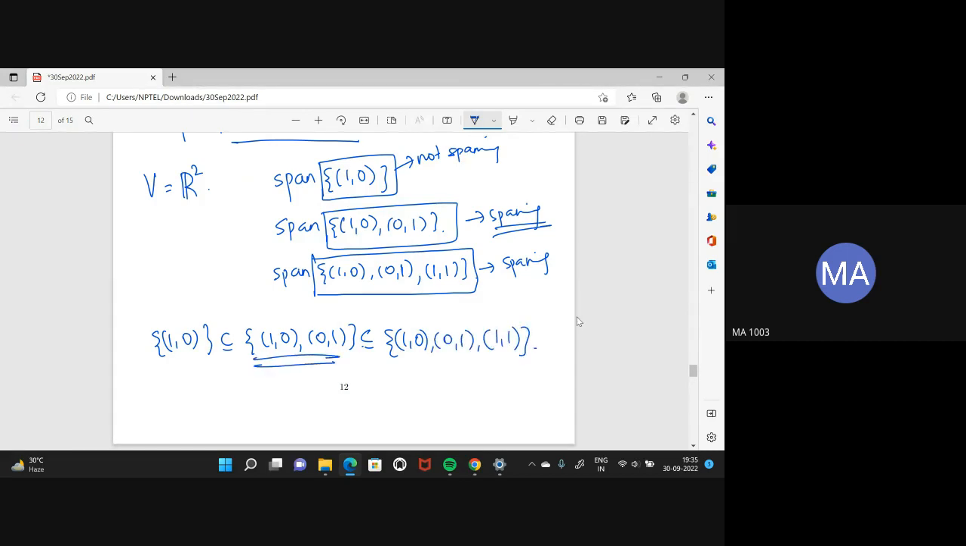So if this is a spanning set, everything after this will be spanning. Means the bigger sets will be spanning. We cannot tell anything about the smaller sets.